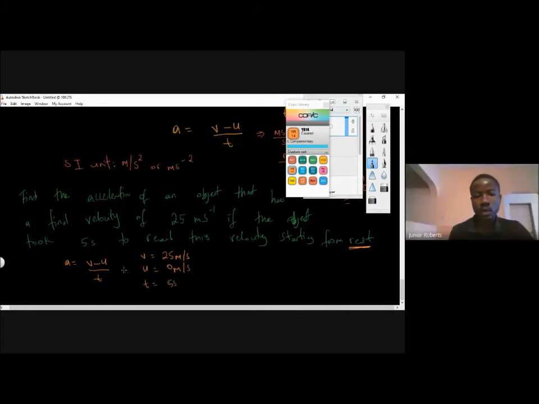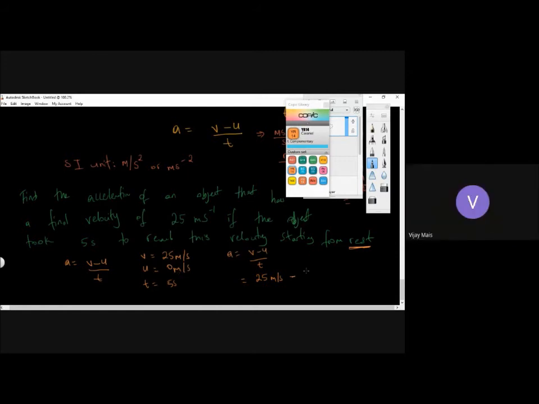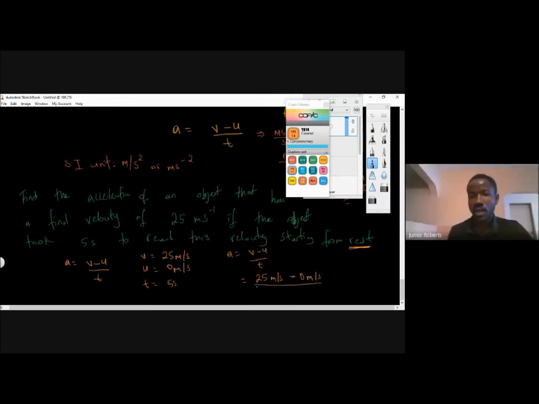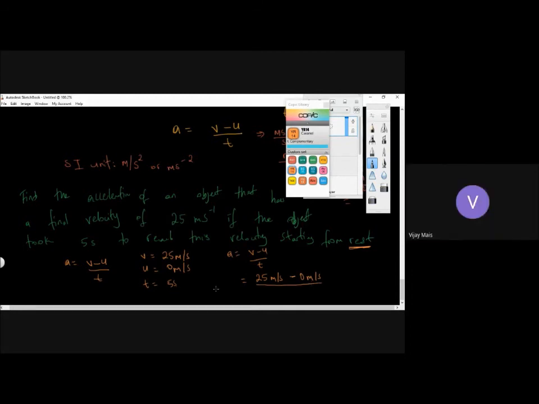So we can now use our formula. Again, a is equal to v minus u over t, right? So v, we said it was 25 meters per second. And u is what? 0. Divided by, what's t? 5 seconds, right?